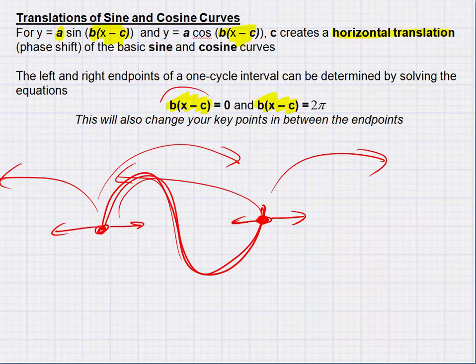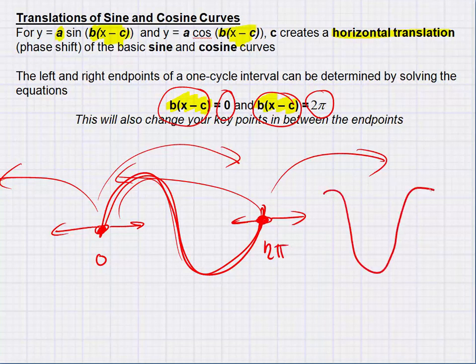So if this bx minus c is going to do all this movement, what I'm going to do is take this bx minus c and set it equal to the original endpoints of the graph. Well, this endpoint here was at 0, this endpoint was at 2 pi. For cosine, it's the same thing. Now the endpoints happen to be different types of points, but still this end was at 0, right? And this end was at 2 pi.